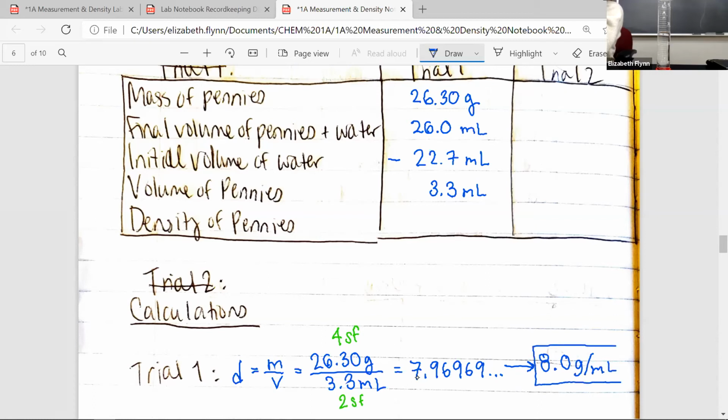Be careful that you're paying attention to the units. In this case, the density units for the pennies are grams per milliliter because we measured the volume using the graduated cylinder, which measures milliliters. So 8.0 grams per mL.